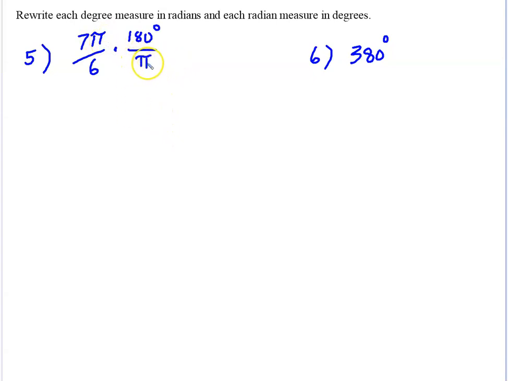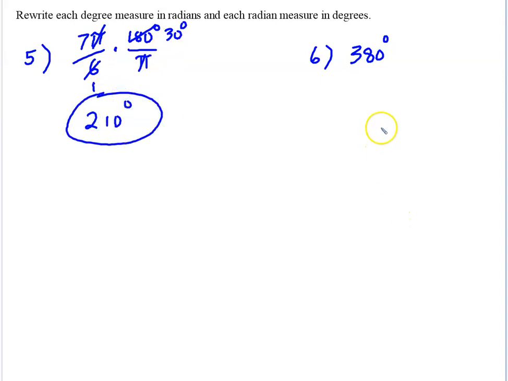And normally you can do some reducing. I don't want you to give me a decimal or anything like that. You notice that 6 goes into both of these. 6 goes into itself, and then 6 goes into 180 degrees, it'd be 30 degrees. The pi's would cancel, so all that's left is to multiply 7 times 30 degrees, and that's 210 degrees.